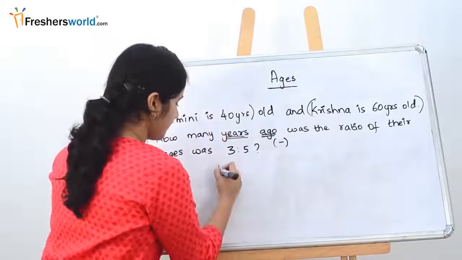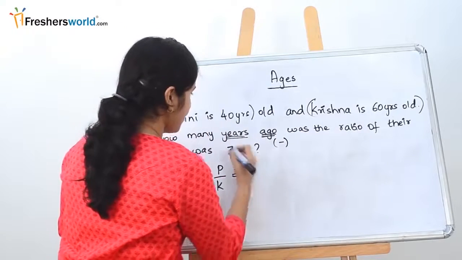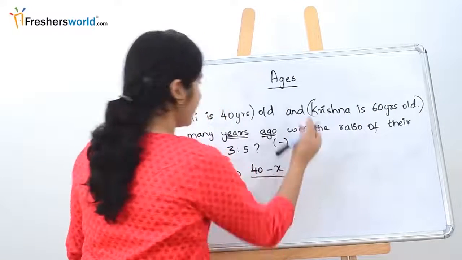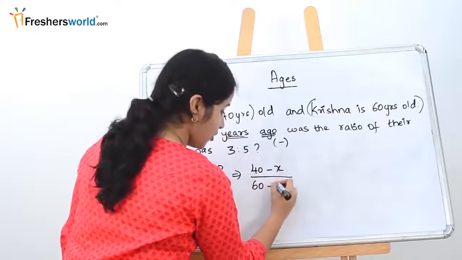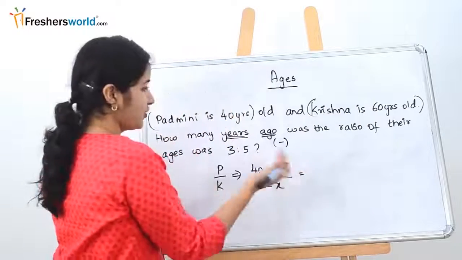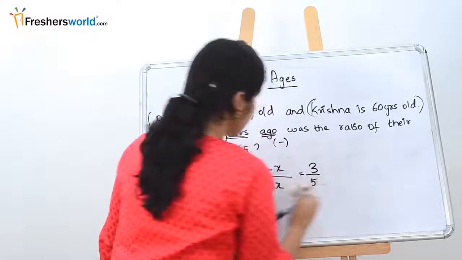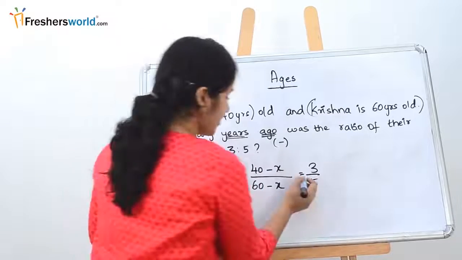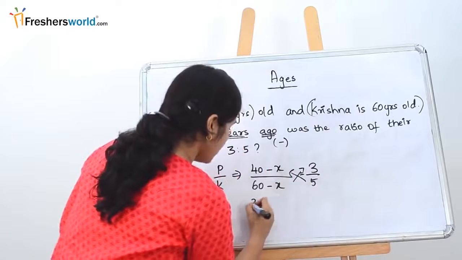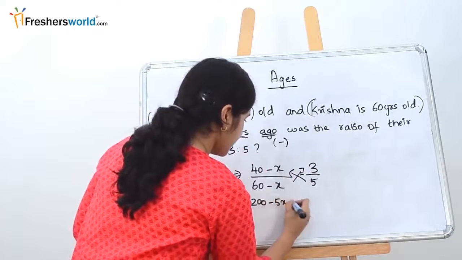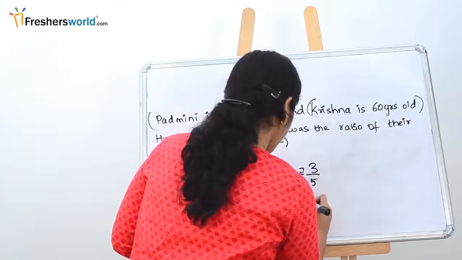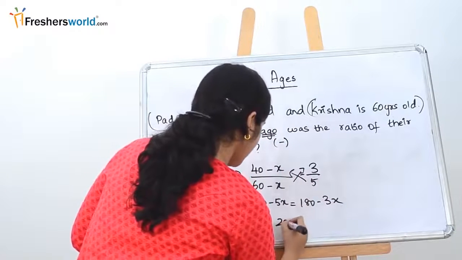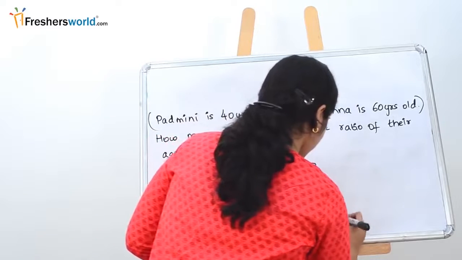So Padmini by Krishna is nothing but, Padmini was 40 years old, we don't know how many years ago, divided by Krishna was 60 years old, we don't know the years ago again, was their ratio 3:5. It's very simple to solve. Once you find this equation, all you have to do is find x. Just cross multiply it. So 200 minus 5x is equal to 180 minus 3x. You just move the 5 there. So 2x is equal to 20 and x is equal to 10 years.